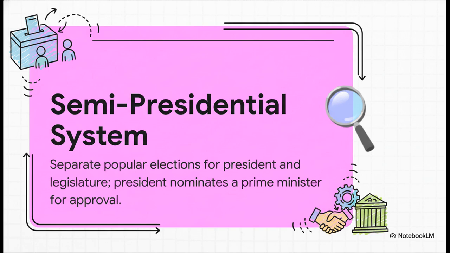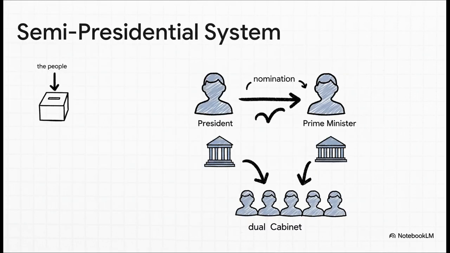You've got a president, who the people elect directly, but then you also have a prime minister, who the president picks, but the legislature has to approve them. This setup creates what political scientists call a dual executive, two leaders at the top. Now, this is where things get really interesting, because the balance of power can shift around.